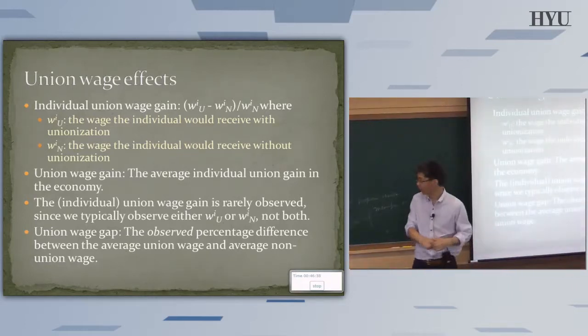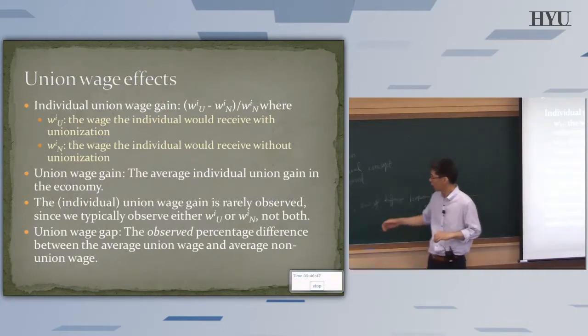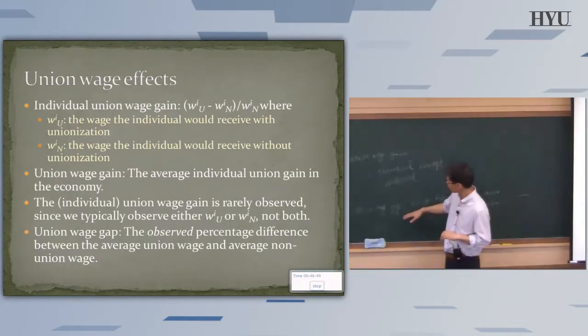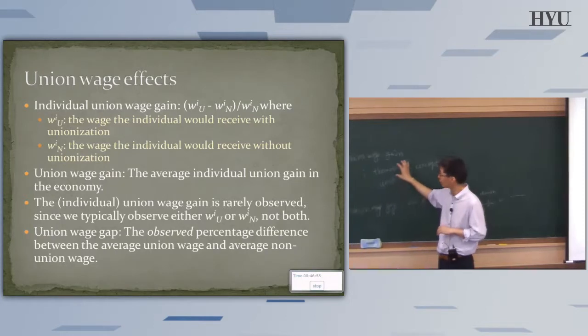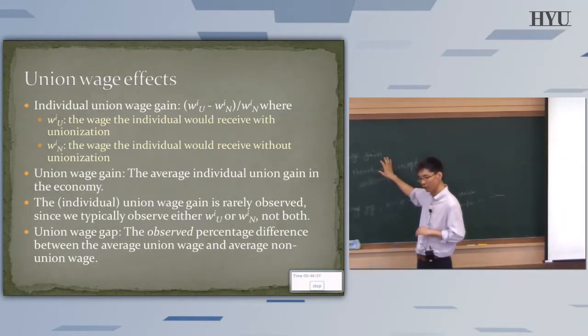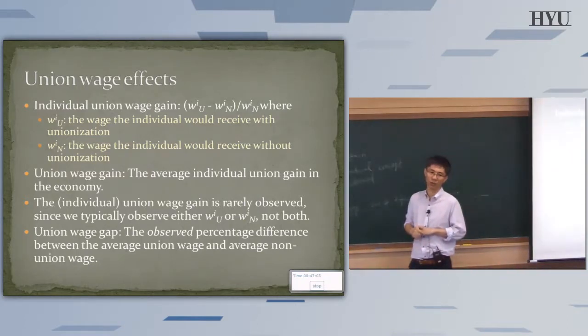Okay, so we can easily calculate the union wage gap if we have enough data. The question is what is the union wage gap and what is the union wage gain? These two are different. So the question is how similar these two numbers are. This number we cannot see. This number we can actually see. So is this number the same as this number? That is the question.